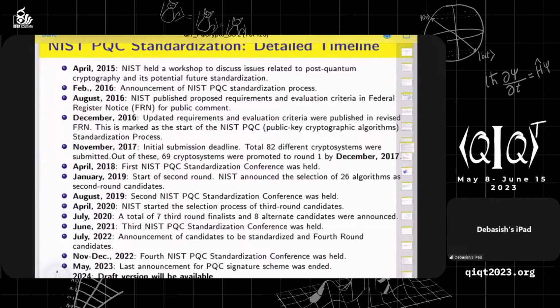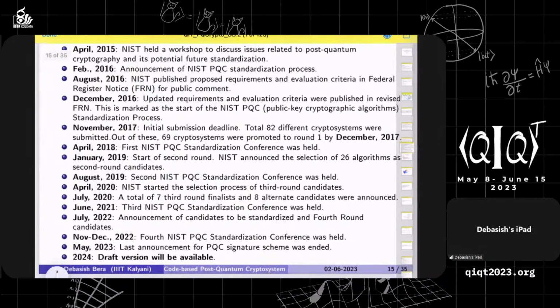People have submitted several techniques for these post-quantum security systems, not only code-based, but lattice, multivariate, everything I have discussed. By November-December 2020, the fourth round was completed. For the encryption part, it is mostly standardized. For the signature part, the last call ended by May 23, and hopefully we'll get the draft version of the standard post-quantum security system by 24.